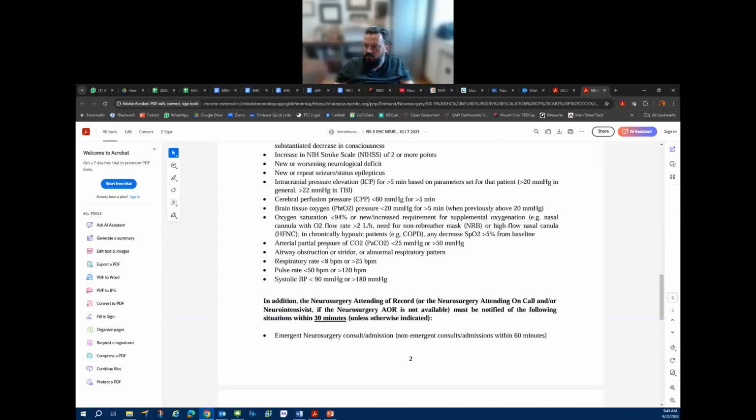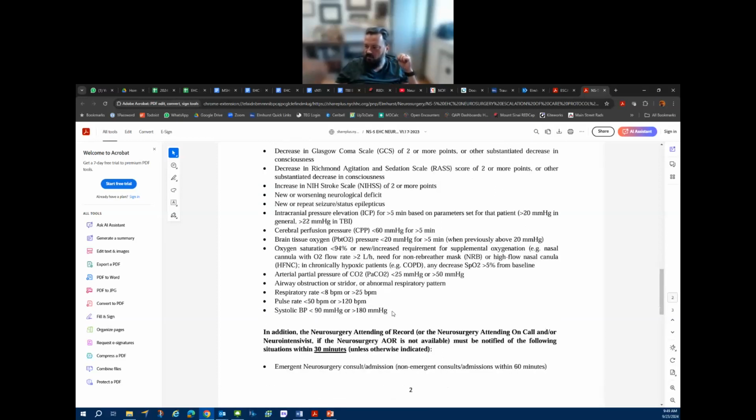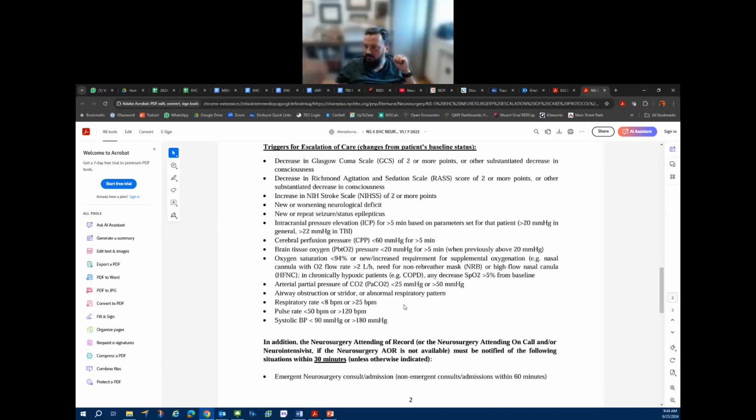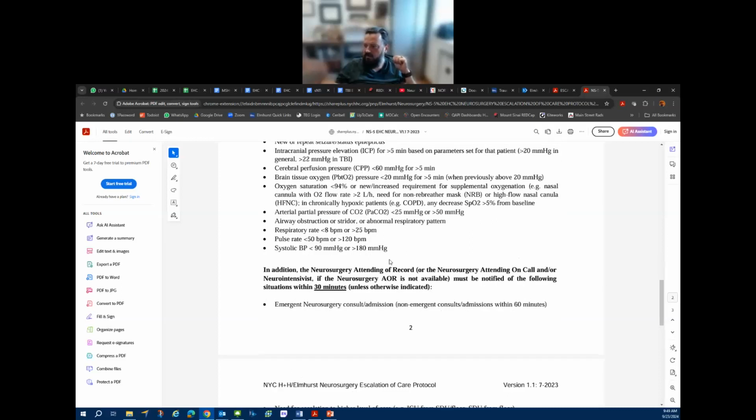Arterial partial pressure of CO2 that is widely out of range, either in the severe hyperventilation range or severely hypercarbic. If there's airway obstruction, stridor, abnormal respiratory pattern, if a patient is hypoventilating or excessively hyperventilating, if they're very bradycardic or quite tachycardic, or if they're hypotensive or very hypertensive. Those are all things that, if that's a change from before, generally indicate that there's something likely new going on, and potentially something very significant. And so those are all things that should be escalated to the chief resident and to the attending.